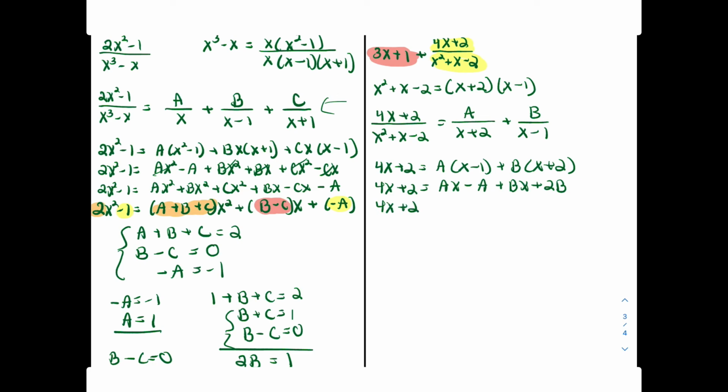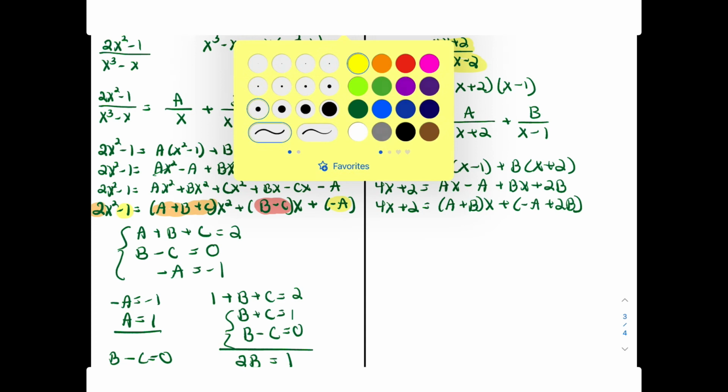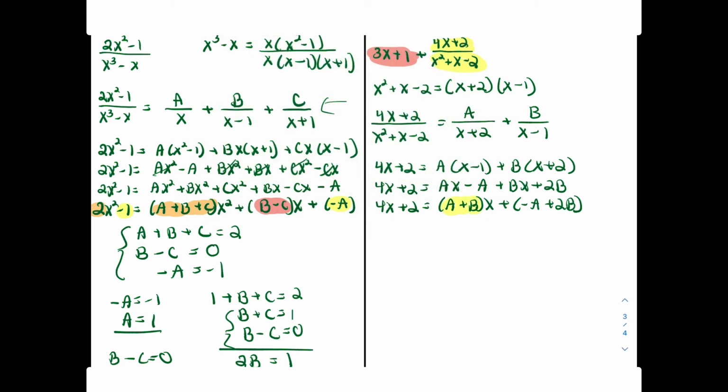Combining our like terms together, we get A plus B times x and our constant term of negative A plus 2B. And so to write our system of equations, our coefficient of x on the right hand side is A plus B, and on the left hand side is 4. So we set those equal, and I get A plus B equals 4. And our constant term on the right hand side is negative A plus 2B. Set that equal to our constant term on the left hand side, which is 2, to get the second equation of negative A plus 2B equals 2.